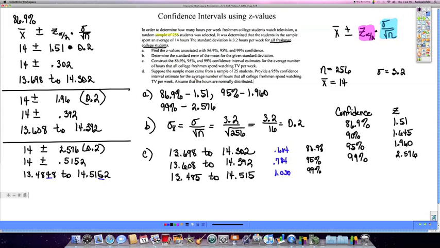Now for part D, it says, suppose that the size of the sample was 25. Now, that is going to require t values. And I'm going to do a problem for t values in the next example, and then we can come back and revisit part D.